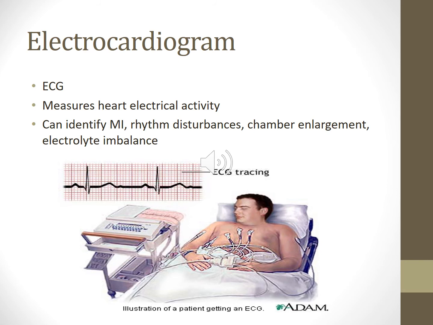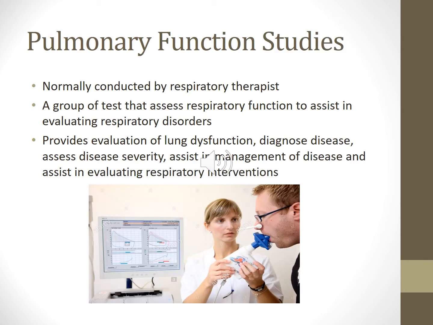And this can help us identify myocardial infarction, or if we think the patient is having a heart attack, rhythm disturbances, chamber enlargement, and even possibly electrolyte imbalances, because electrolyte imbalances can cause a dysrhythmia within our heart. And so that is a common test. If we are thinking the patient has cardiac issues and that is affecting their oxygenation, we can provide that recommendation for the physician and possibly get an ECG for our patients. The next test we're going to talk about is a pulmonary function study.